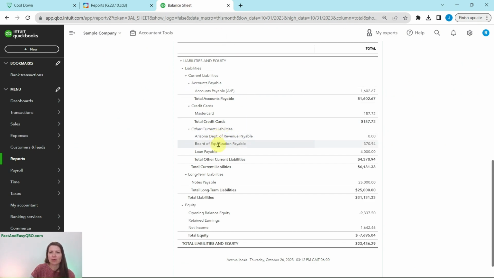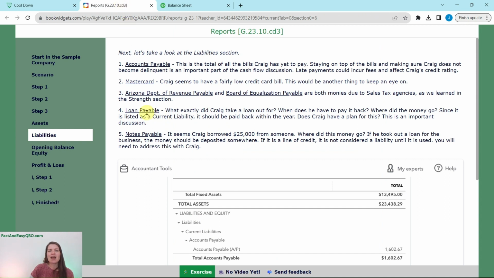There are the two right there. Then we have loan payable in that same section. And what exactly did Craig take a loan out for? When does he have to pay it back? Where did the money go? Since it is listed as a current liability, it should be paid back within 1 year. Does Craig have a plan for this?